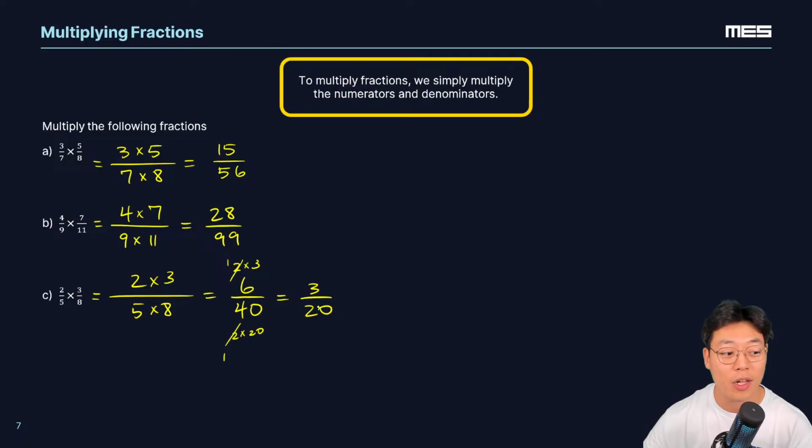3 and 20 are what we call prime because 3 and 20 have no common factors. 3 is a prime number itself. 20 is not a prime number itself, but this relationship between the numbers, we call they are prime.